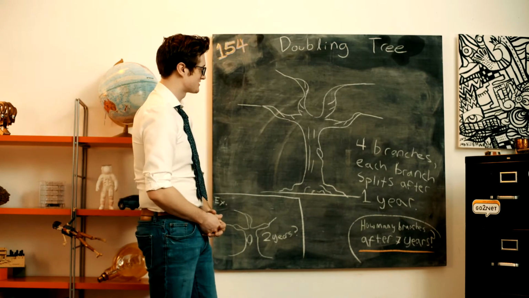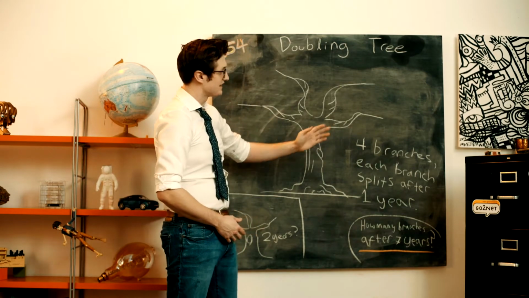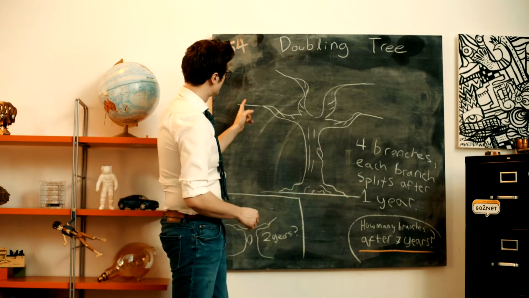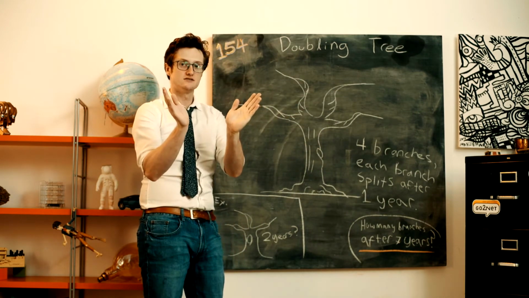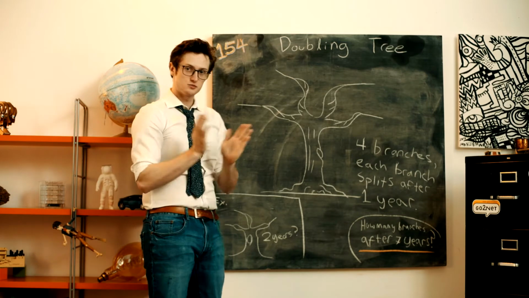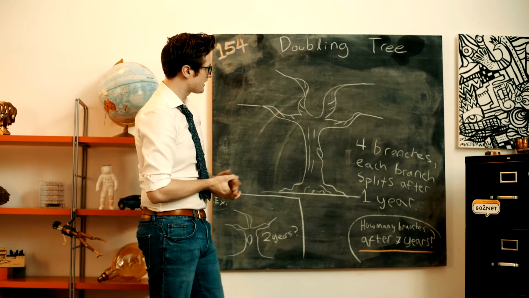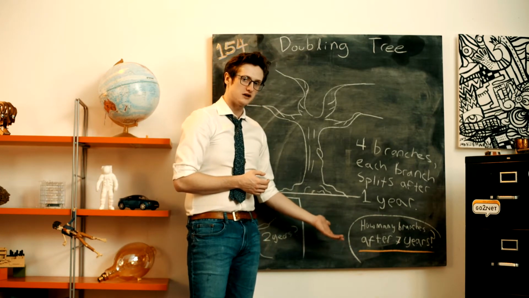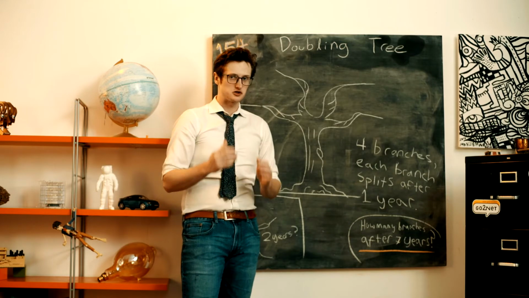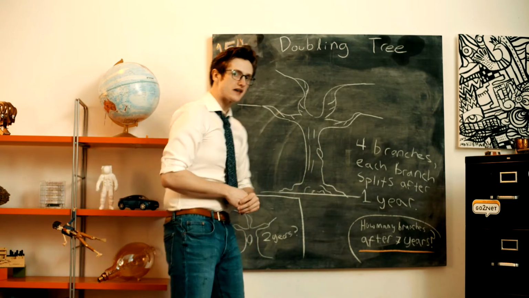before we jump into the challenge, I'm going to tell you a little bit more about this tree. So it's got 4 branches here, and every year, each branch on the tree is going to split. Each year it's going to split into 2 branches. And our question for this problem is I want to know how many branches I'm going to have after 7 years. And we can do a little quick example.